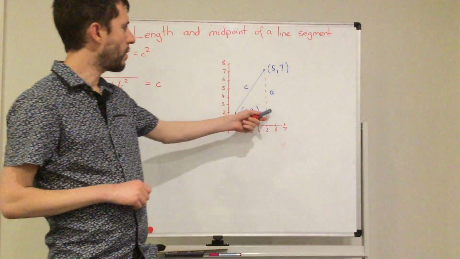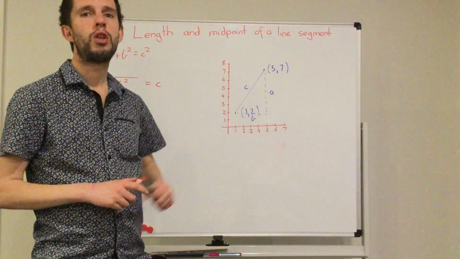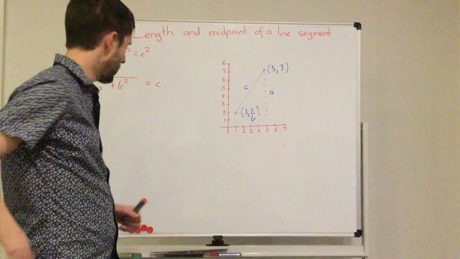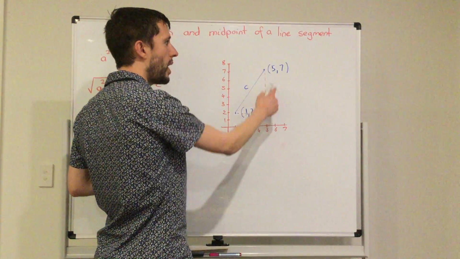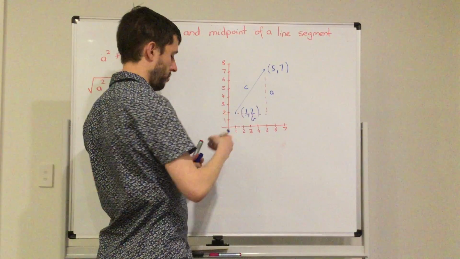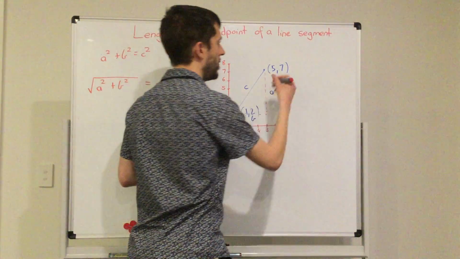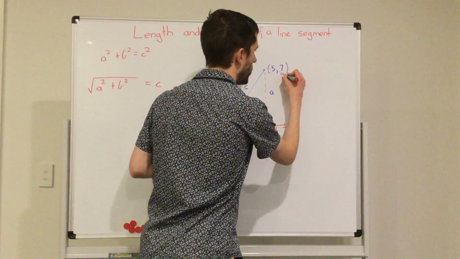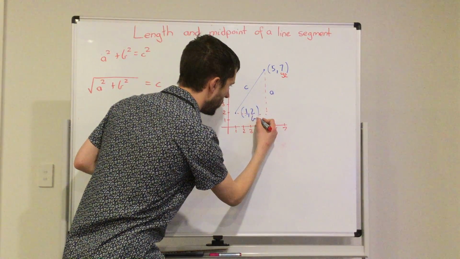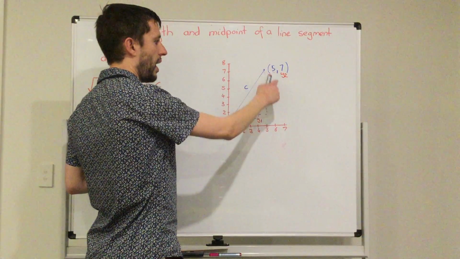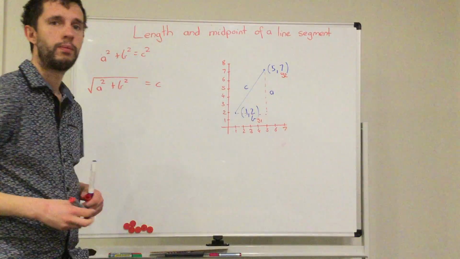Now, if we are thinking about A as the y-axis and we want to get this distance, we are going to go y2, because this is y, take away y1, and that will give us this distance.